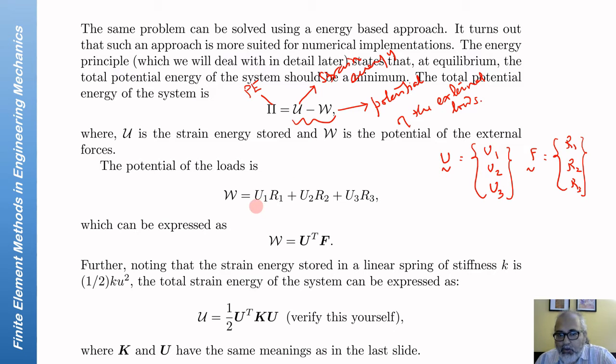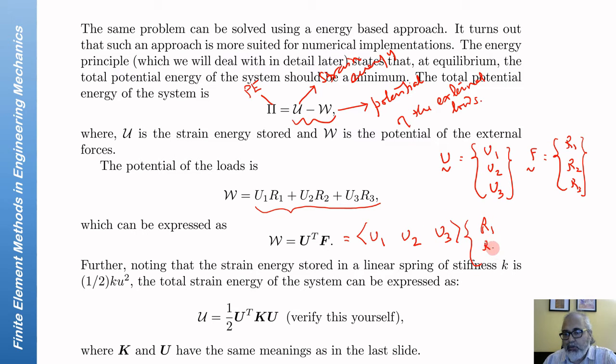And this whole combination can be written as U transpose F, because U transpose is U1, U2, U3 as a row vector, and then R1, R2, R3, which is the F. So if you multiply, you get U1 R1, U2 R2, U3 R3. So W can be written as U transpose F.